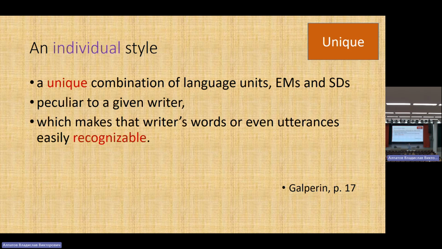I intentionally split this definition into three for you to see the logic of this definition. So unique, peculiar to a writer, and that makes it recognizable. Unique combination, peculiar to a writer, makes it recognizable. An individual style. Right? So unique and recognizable are maybe the keywords, right?